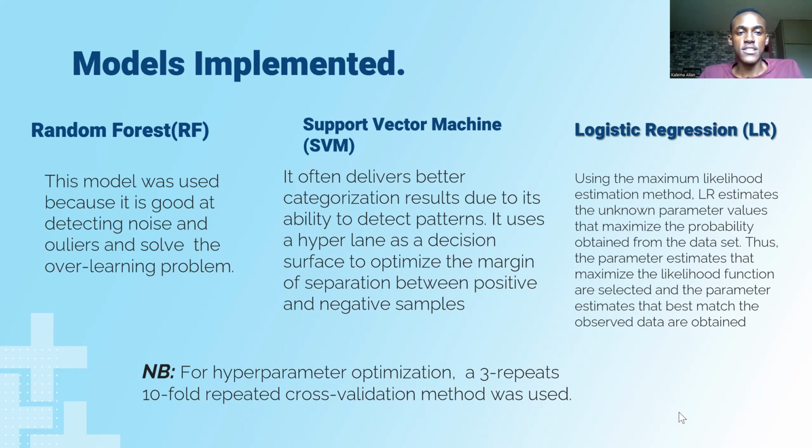For these models, they used hyperparameter optimization, where a 3 repeats 10-fold repeated cross-validation method was used. This means that the cross-validation was done 3 times for all the models, and the dataset was divided into 10 equal folds, which they used for testing and training.